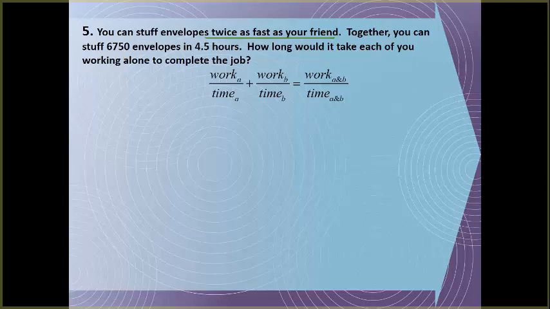So it says you can stuff envelopes twice as fast as your friend. So if you do it in X, your friend does it in 2x. Not you, because again, this is time. So you're doing it twice as fast, which means that you're going to be the smaller time. So that means together you can stuff 6,750 envelopes.